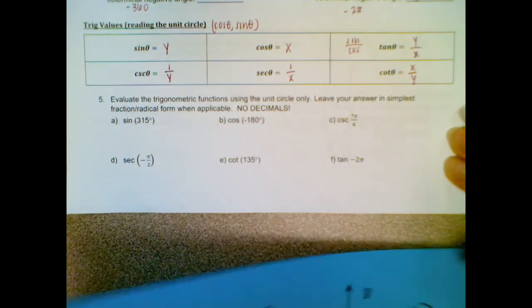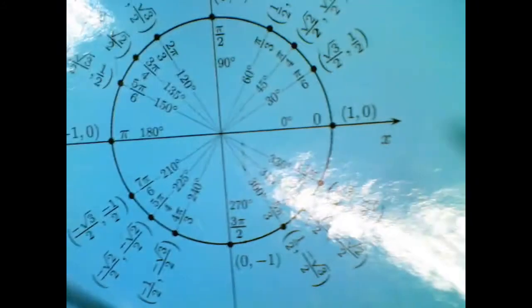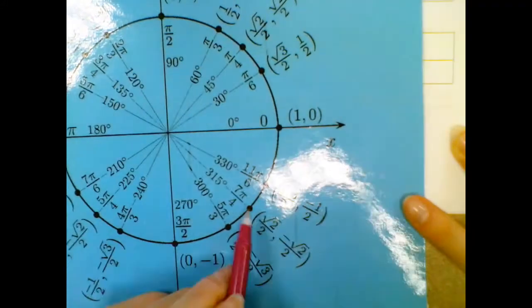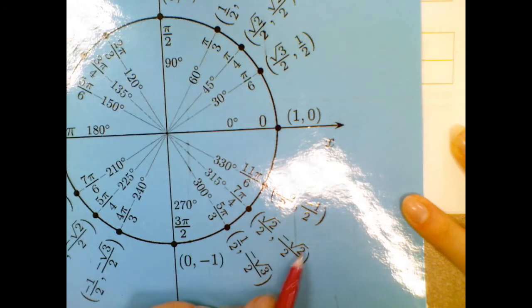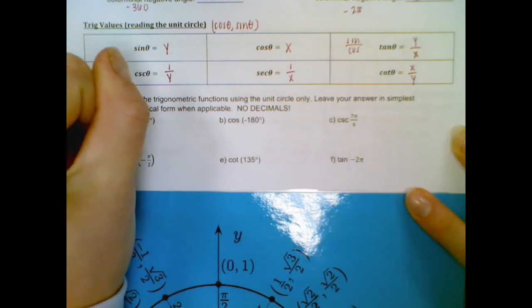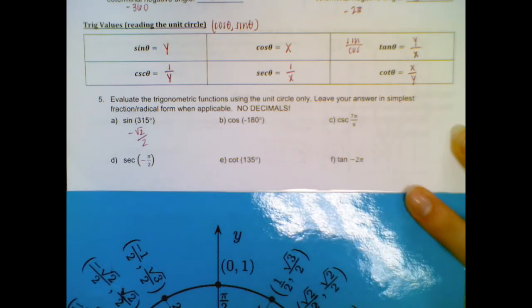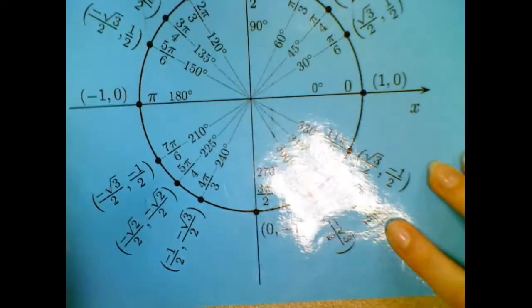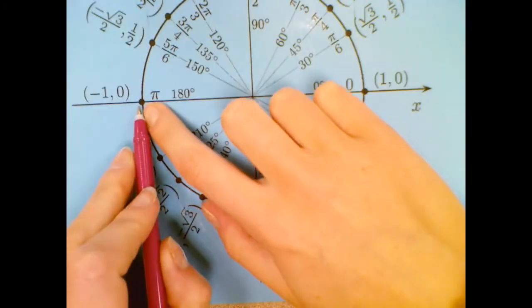So on my unit circle, I'm going to find 315 degrees, which is over here. Because we're finding the sine value, I need the y coordinate. So this is negative square root of 2 over 2. Okay, cosine of negative 180. I've got to find the angle first. If this is positive 180, this would be negative 180, and we're finding cosine, so I want the x value, which is negative 1.